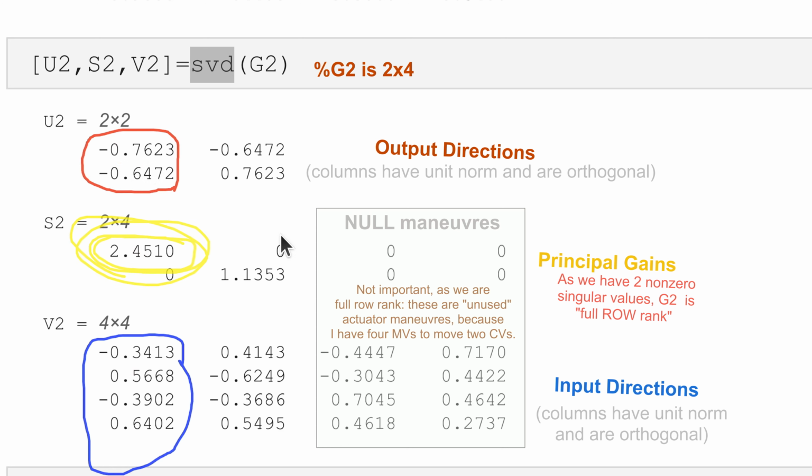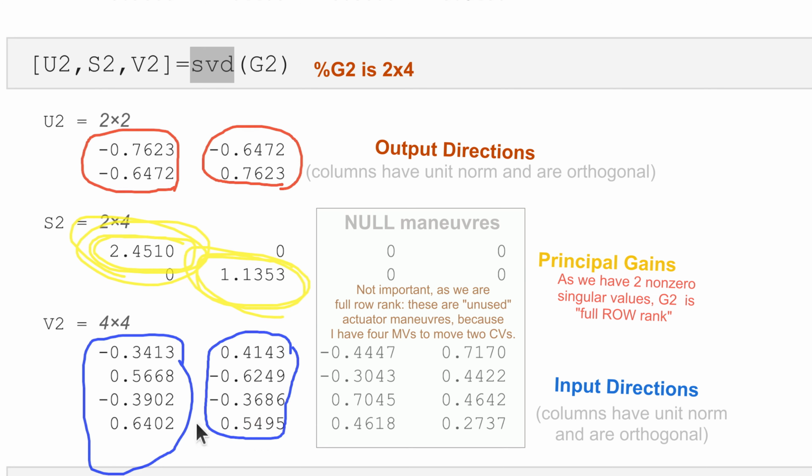I can also identify a second maneuver with these output and input directions and this principal gain of 1.13. That means that this norm 1 input produces an effect in the output direction, which is also norm 1, in the column of U2, multiplied by 1.135. This is the low gain principal maneuver, in which the actuator has half the effect, let's say, than in the high gain maneuver.